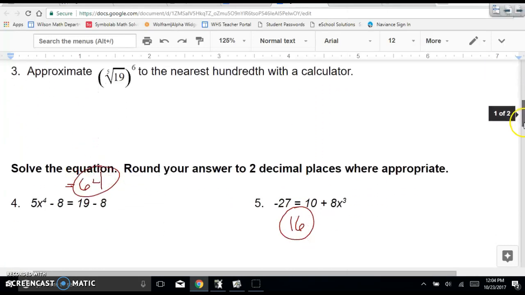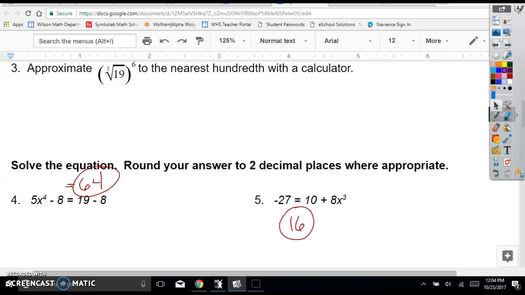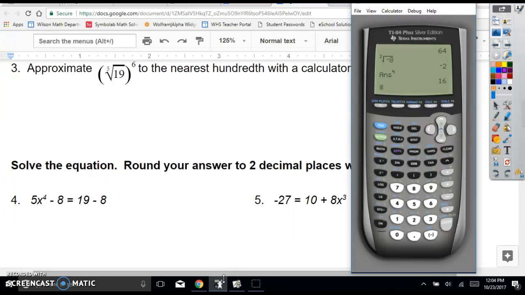Moving down to 3. 3 is also a calculator problem. Looks like we're doing the fifth root. Now to get fifth root, I type 5, math, in the fifth selection. And then I'm going to type 19. And then I'll raise that to the sixth power. This is 34.237. I now have to round this to the nearest hundredth. So that would be here. So that rounds up to 4. So 34.24.